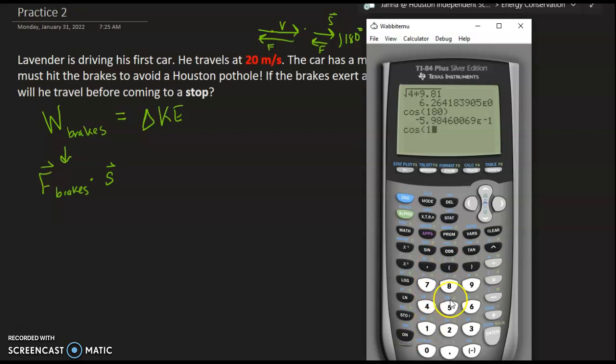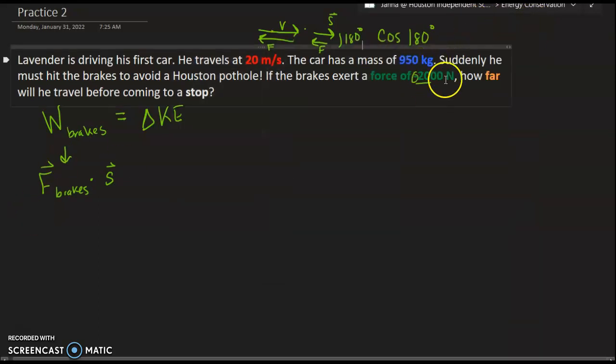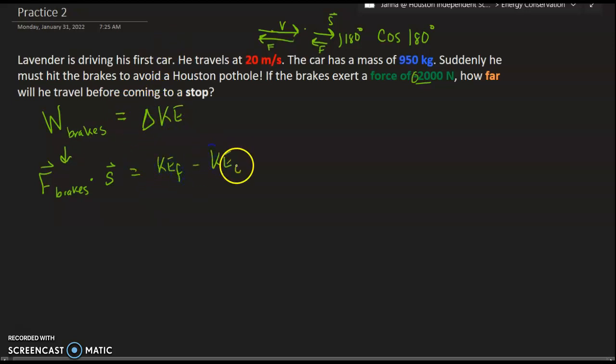So again, cosine 180 is -1. That is the angle between the applied force and the displacement. But because I've already given you this negative value, we don't have to plug it back in. Work equals a change in the kinetic energy. That's KE final minus KE initial.